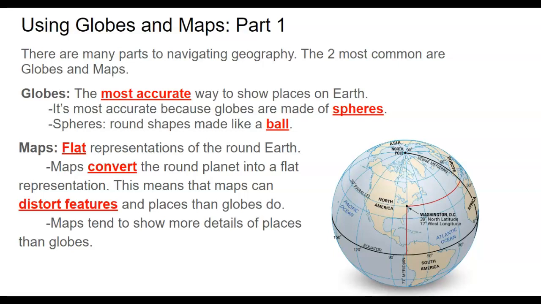Maps convert the rounded planet into a flat representation, and it means that maps can distort those features because it is flat and not round. But they do tend to show more detail of places, like, for instance, the geographical outline of the mountains or locations of cities, everything like that.